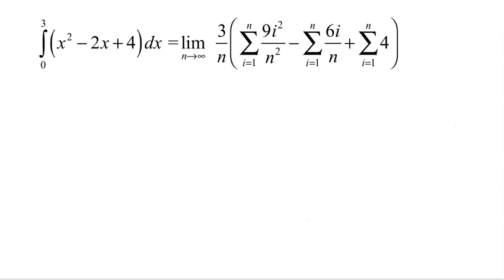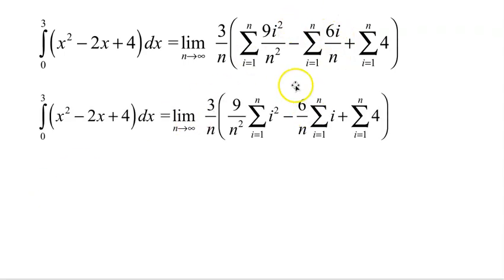So this is where we are currently. Now i is changing, so 9 over n squared is not changing. That can come out in front of the sigma notation. i is changing, 6 over n is not. That can come out in front. So notice what I have. Pulling the 9 over n squared, I have 9 over n squared times the sum as i goes from 1 to n of i squared. Minus pull the 6 over n out, sum as i goes from 1 to n of i, and then just leave the sum as i goes from 1 to n of 4 alone.